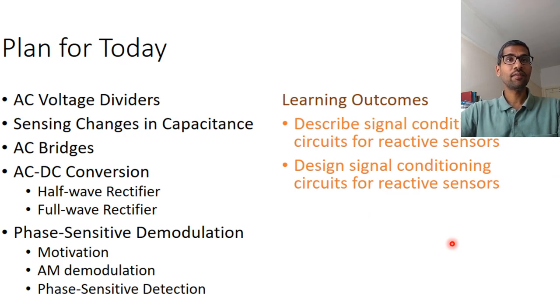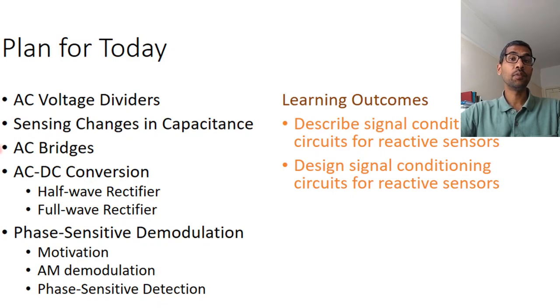So the plan for this lesson is that we'll look at AC voltage dividers. We have already looked at voltage dividers. We'll see what it means to use inductors or capacitors as voltage dividers, and we'll see that we will have to modify the voltage dividers and call them AC voltage dividers. We'll look at how we can sense changes in capacitance.